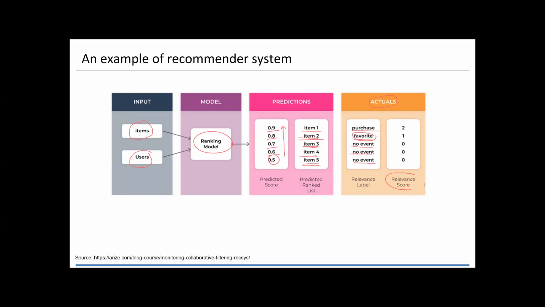Or we can use the actual, like the relevance scores. This relevance score means that because the user bought this item, we give the higher value. If it is only favorite, then we give just a small value like 1. If there is no event or there is no information, we give 0. Then we can compare. If the actual data is 2, we want to know the gap. The prediction is 0.9. Then what is the error? Then we can calculate it.